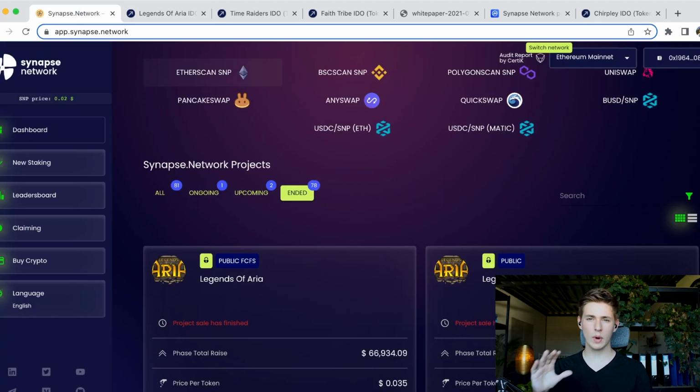So we can already automatically assume that Aria is not some fake rug pool or weird project, right? This is a big project. Lots of large launchpads are covering this. So the assumption can easily be made that this is a good, well-vetted project that will likely have good results as well.